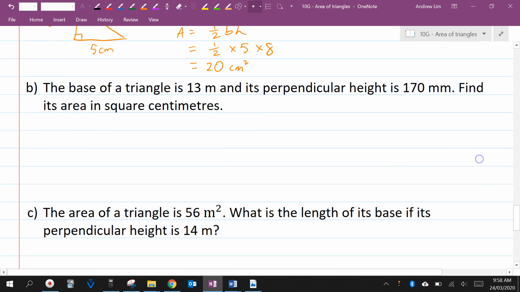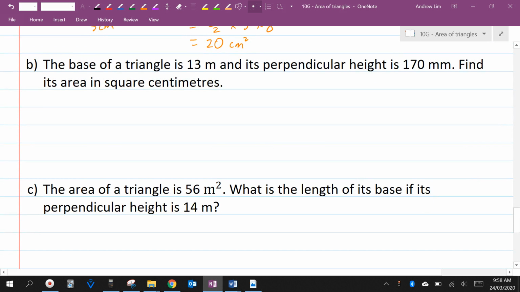Okay, so I want you to pause the video, have a go with question B yourselves, and when you're ready to check it out, continue playing the video. Okay, so here I'm just going to draw my triangle.